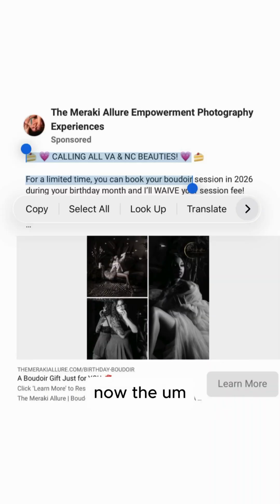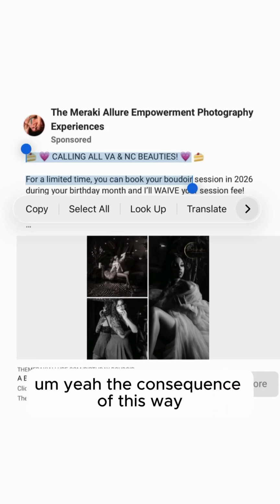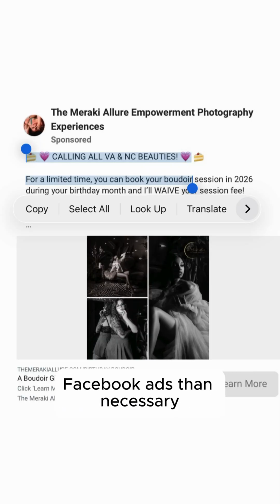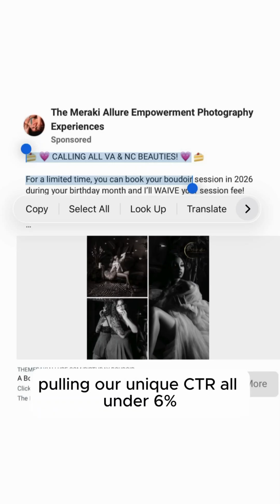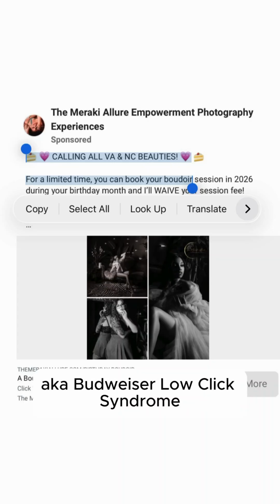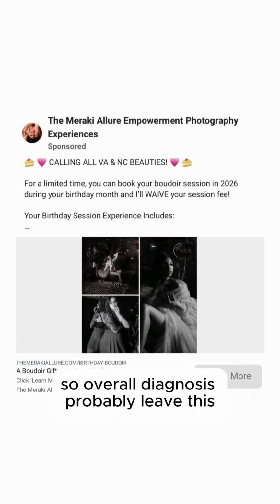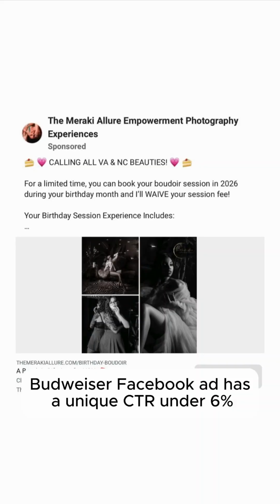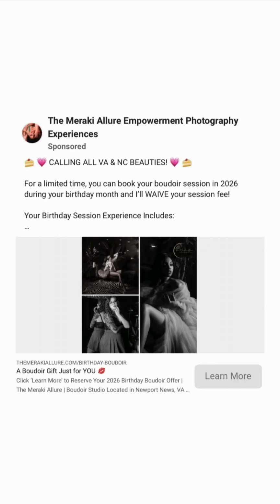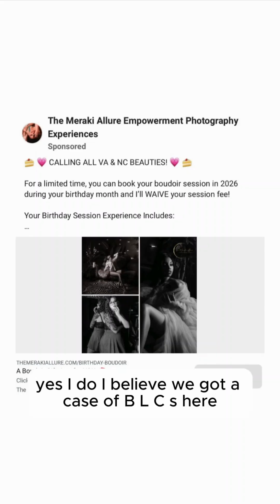Now, the consequence of this: way more women are going to be scrolling by our Boudoir Facebook ads than necessary, pulling our unique CTR under 6%, and actually increasing the probability we have BLCS, aka Boudoir low click syndrome. So overall diagnosis: does this Boudoir Facebook ad have a unique CTR under 6% and BLCS, Boudoir low click syndrome? Yes, I do. I believe we got a case of BLCS here.